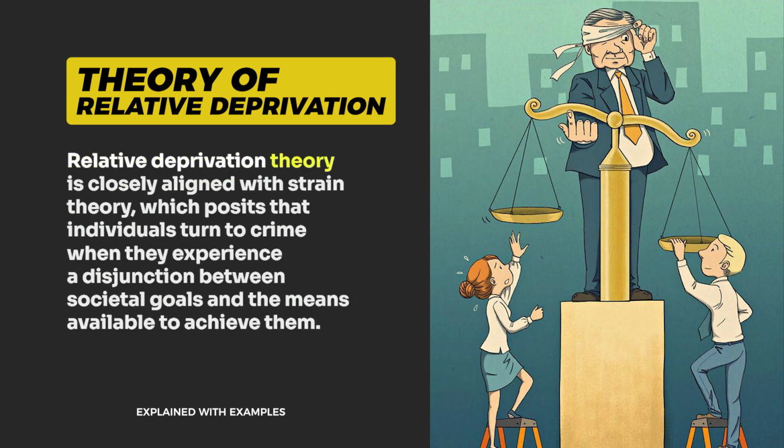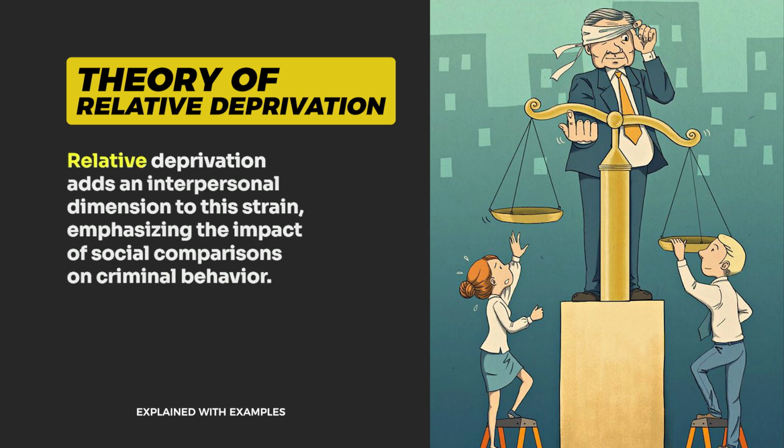Relative deprivation and strain theory. Relative deprivation theory is closely aligned with strain theory, which posits that individuals turn to crime when they experience a disjunction between societal goals and the means available to achieve them. Relative deprivation adds an interpersonal dimension to this strain, emphasizing the impact of social comparisons on criminal behavior.